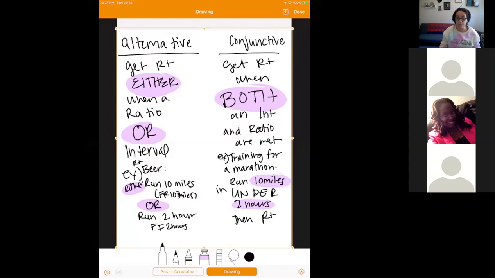Or you can tell that to yourself while you're running. All right, I'm not going to go out with my friends in the evening. Instead, I'm going to go on a run every day until I can get 10 miles in under 2 hours. You can do it. It's pretty easy. So that is the difference between alternative and conjunctive, either or both.